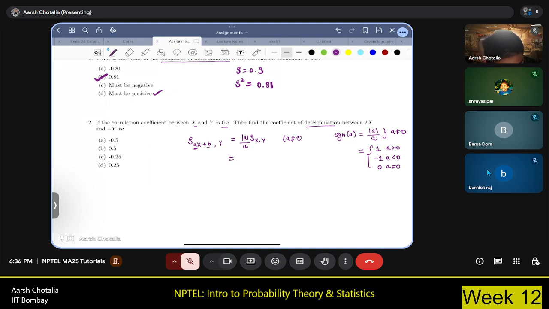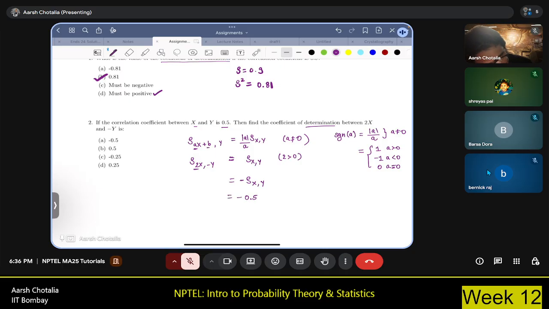And now in our case, we have rho of 2x and minus y. So I can write this as rho of x and minus y. Why? Because 2 is greater than 0, so this 2 does not really matter. Well, y also does not matter, but it will pick a negative sign because it is minus y. So correlation between x and minus y is minus of correlation between x and y, which is minus 0.5.